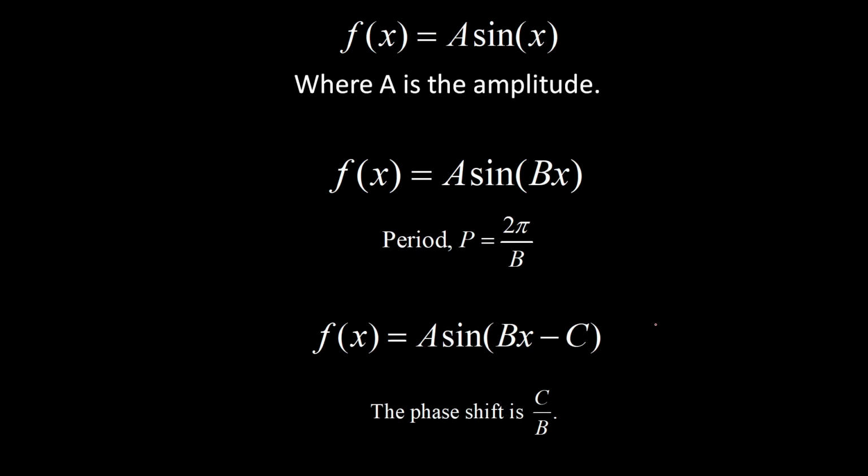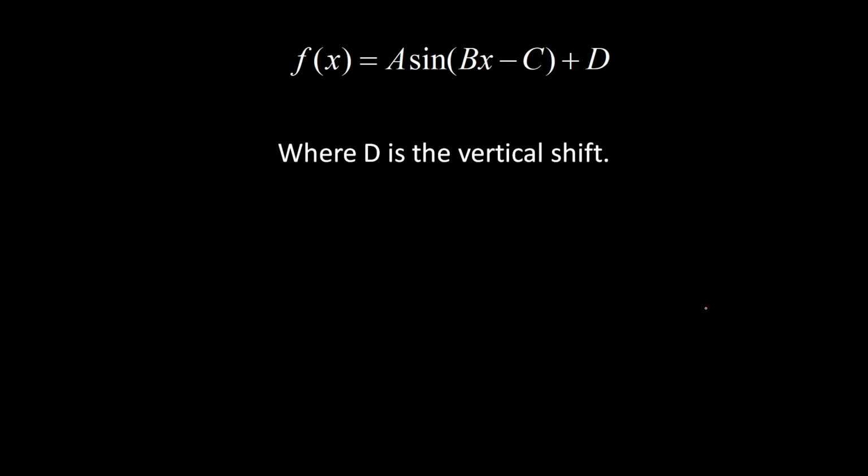Now there's one more thing. So we have A, B, C, and D. So now we're just going to add or subtract a number to the entire function. And this is a vertical shift. When you add or subtract a number, that moves the function up or down. If D is positive, you move it up. If D is negative, the function moves down.